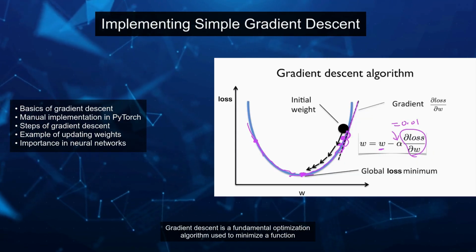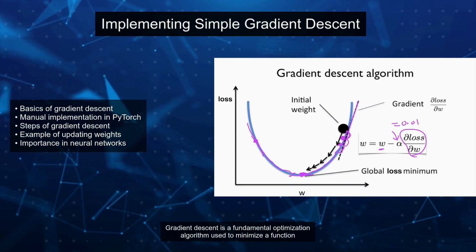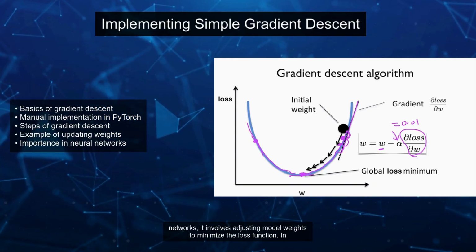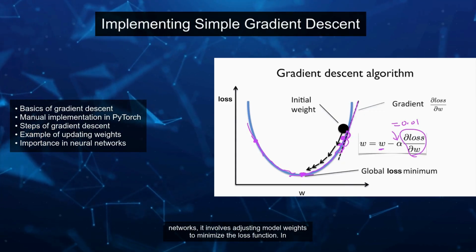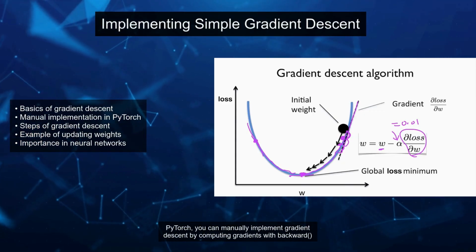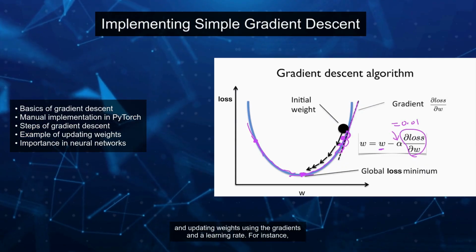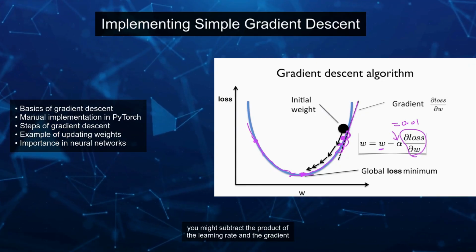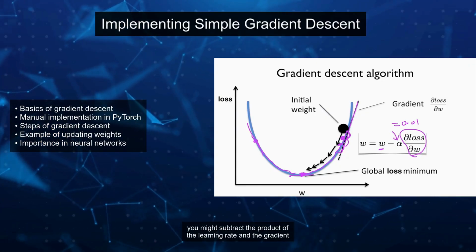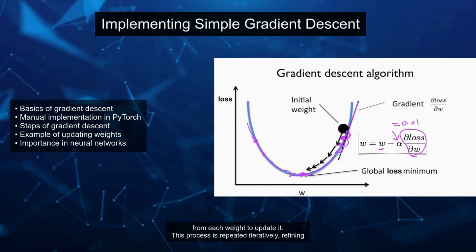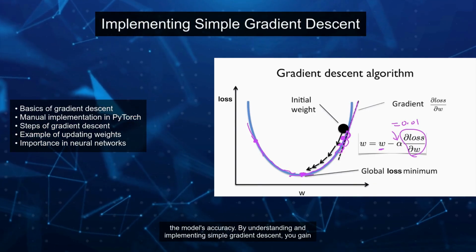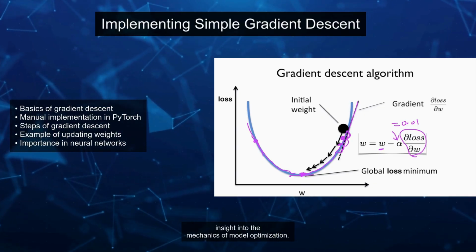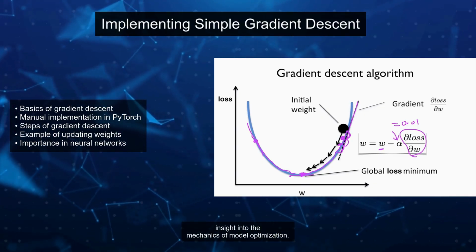Gradient descent is a fundamental optimization algorithm used to minimize a function by iteratively moving towards the steepest descent. In the context of neural networks, it involves adjusting model weights to minimize the loss function. In PyTorch, you can manually implement gradient descent by computing gradients with backward and updating weights using the gradients and a learning rate. For instance, you might subtract the product of the learning rate and the gradient from each weight to update it. This process is repeated iteratively, refining the model's accuracy. By understanding and implementing simple gradient descent, you gain insight into the mechanics of model optimization.